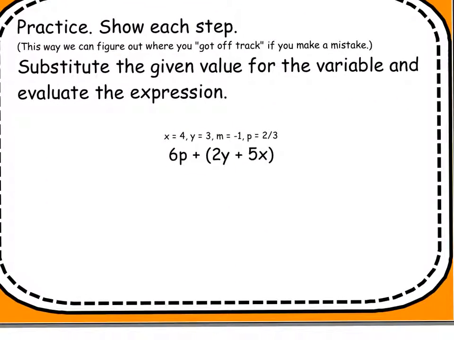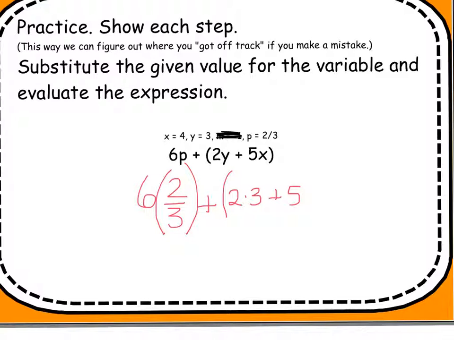Over here, you'll notice that we're going to need the p, the x, and the y. We do not need the m, so I'm going to cross it off, and now I'm just going to plug in what we have. So it's 6 times p. Well, p is 2/3, so I'm going to leave it like this, plus, in parentheses, we have 2 times y, which is 3, plus 5 times x, which is 4.